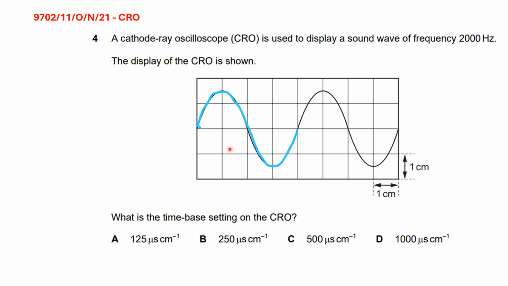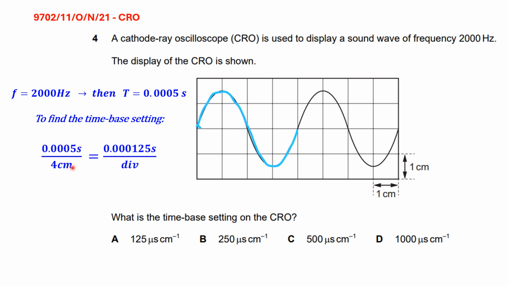But the frequency was provided, so we can find the period. To find the time-based setting, we divide the period by the corresponding number of boxes for one cycle, which is 4 centimeters. So then we have 0.0000125 seconds per division, which is the same as option A.